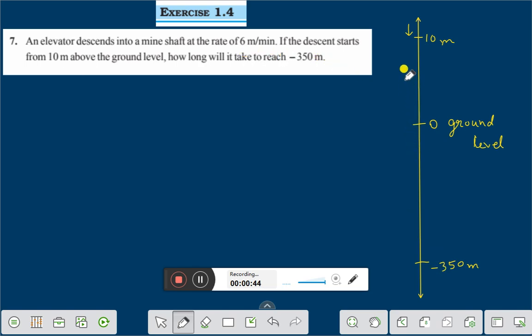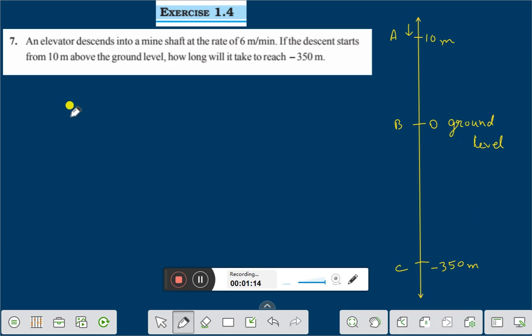That means you have to find the time the elevator takes to travel from here to here, that is from, if we take it as A to C. This is C and B is the ground level. Now here you see, the distance is 10 meter and here the distance is 350 meter. Minus sign is given because it is below the ground level.